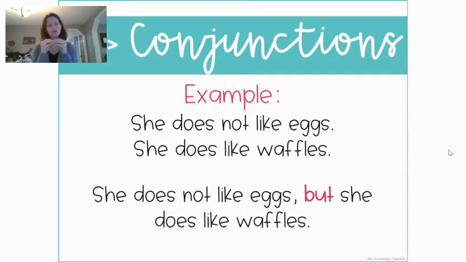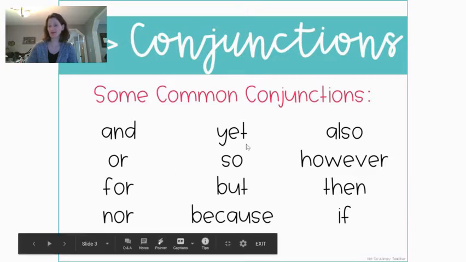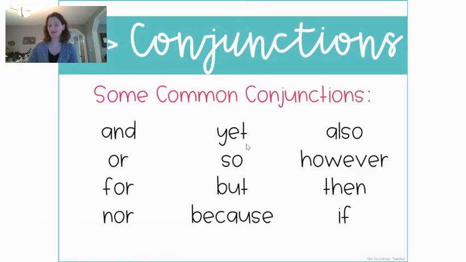So to link those two related sentences together, when we're writing, we use a conjunction. And a conjunction is just a word that kind of links the two parts of the sentence together. Some common conjunctions you might see in writing or reading would be and, or, for, nor, yet, so, but, because, also, however, then, and if.